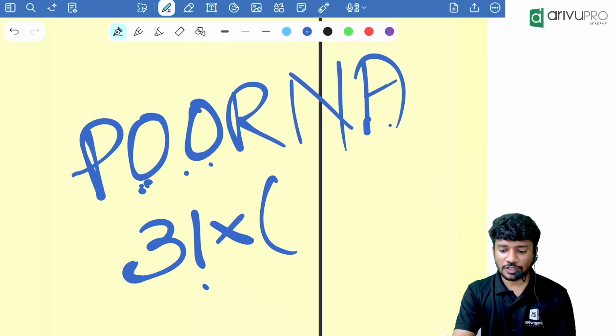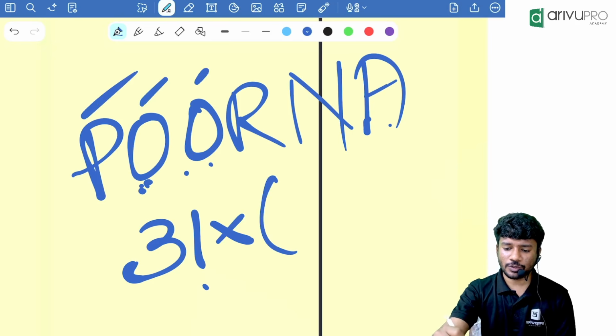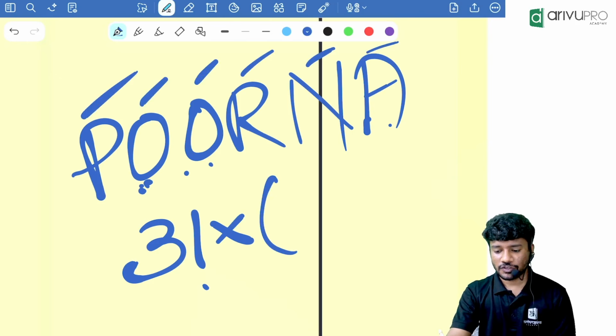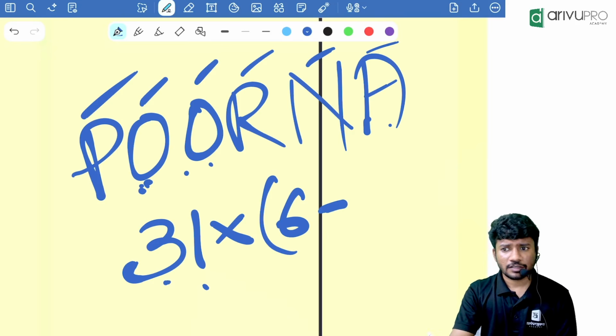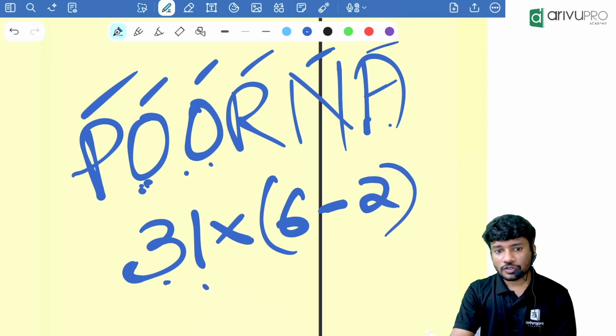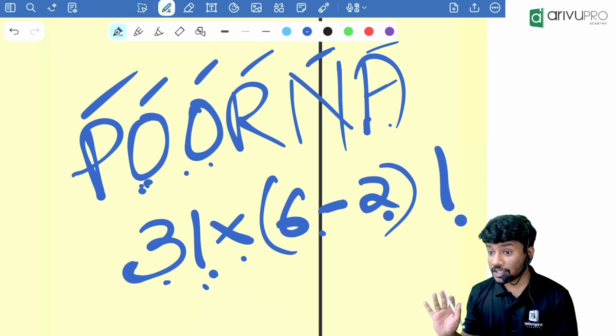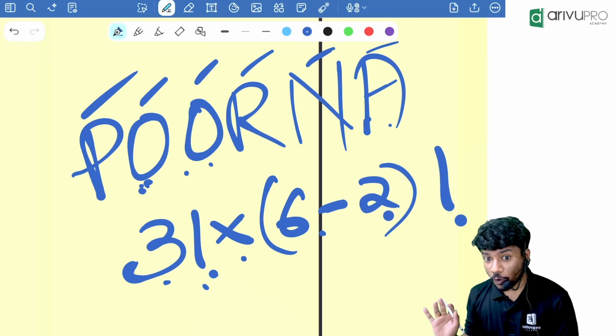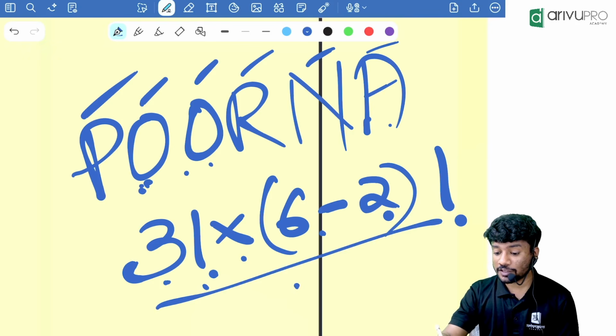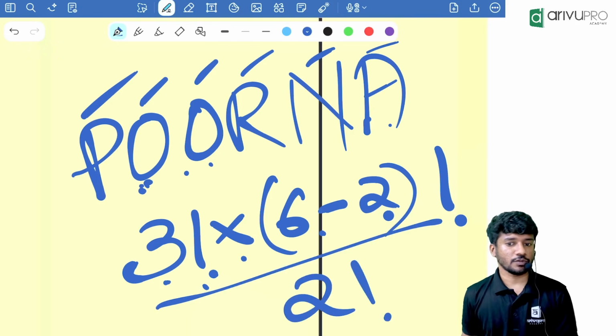In total, how many letters are there? 1, 2, 3, 4, 5, 6. 6 minus. People, what is 1 less than 3? 2. So I will write 3 factorial into 6 minus 2 factorial. This is the shortcut. But is there any repetition? O is repeated 2 times. So you should divide it with what? 2 factorial.